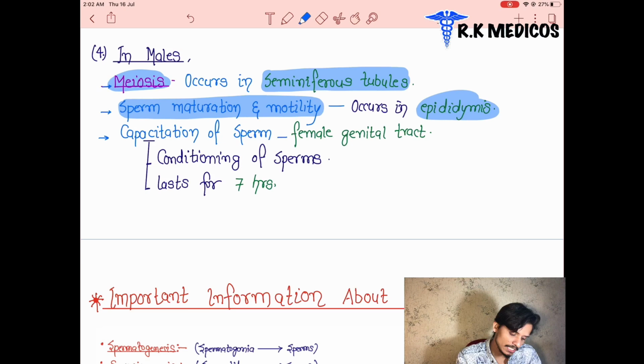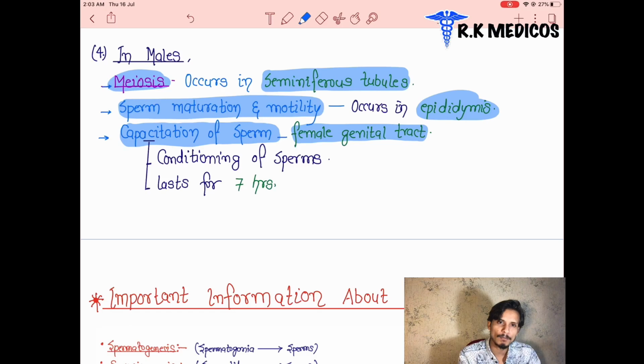The capacitation of sperm basically means the removal of acrosomal caps from the head of the sperm, and they enter into the female genital tract and move freely, and they are viable. Their life is up to 7 hours after the capacitation, which is the conditioning of the sperm for movement inside the female tract. So these are also important points here.